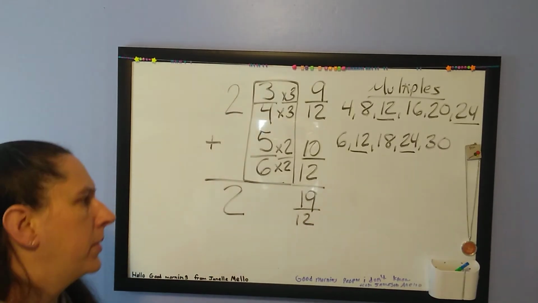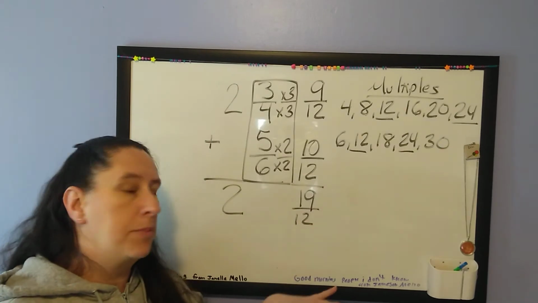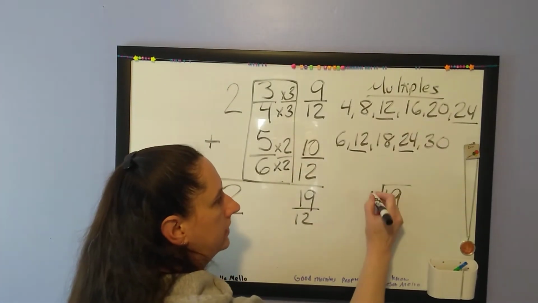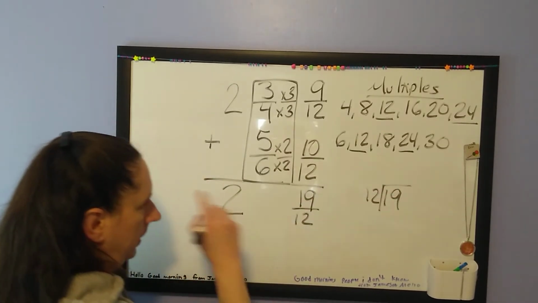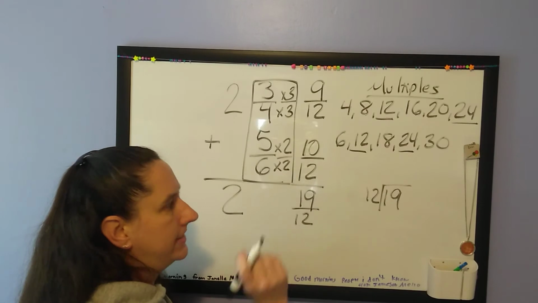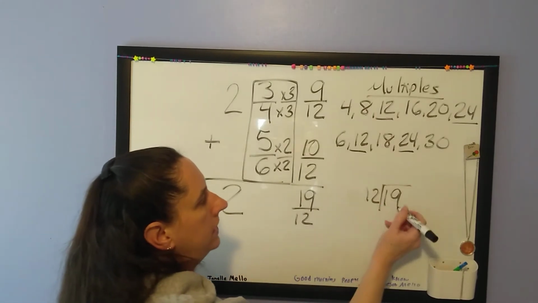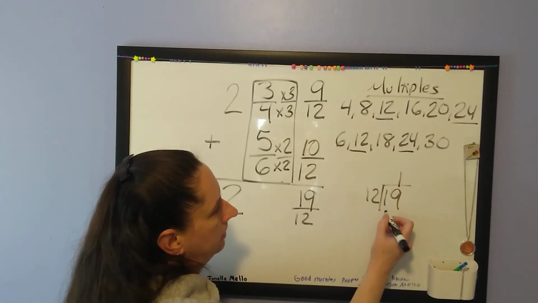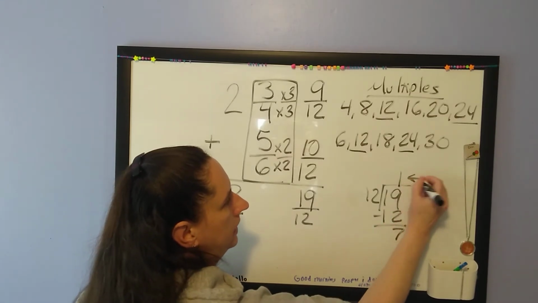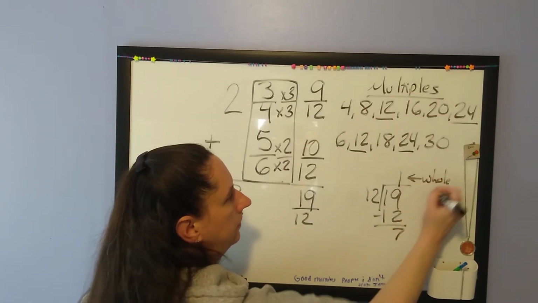What did we remember about this one? This is that improper fraction. So I'm really thinking about this in my head as 19 divided by 12. I'm trying to figure out how many 12s, how many wholes, I can get out of these 19 pieces. So how many 12s are in 19? 1, and 7 left over. This is my whole number.